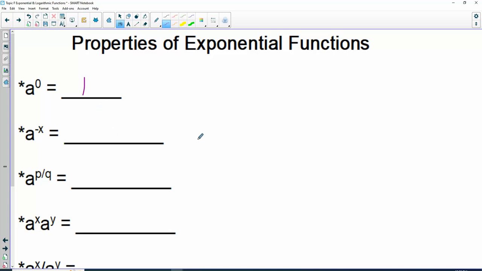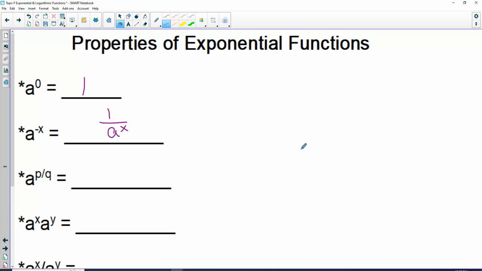Alright, what does a negative exponent do? Flips it to the bottom. So that makes it 1 over a to the x.